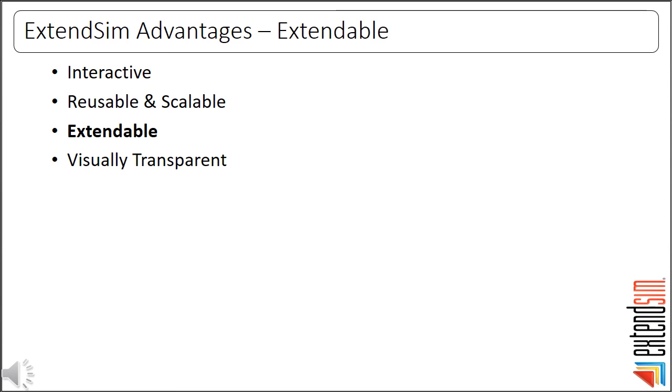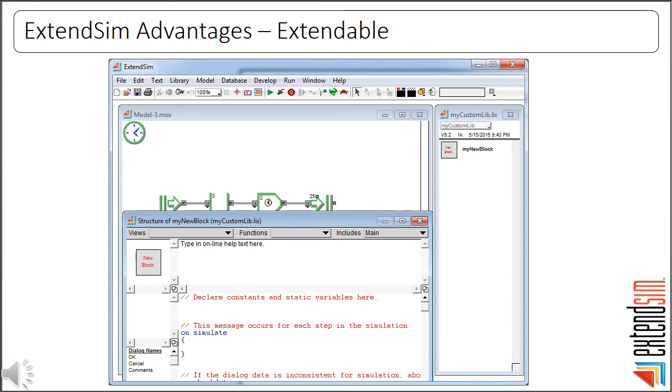ExtendSim also gives the user the capability to author your own block-level components. Most models don't require this, but the capability is there. Here is an example of the development environment in ExtendSim. This could be useful if you want to replicate scheduling logic in the model that you find on the production floor. Again, this typically isn't necessary, but it's here if you need it.